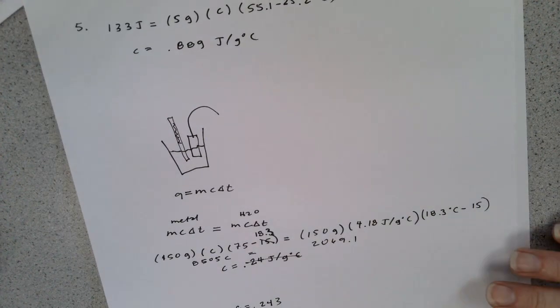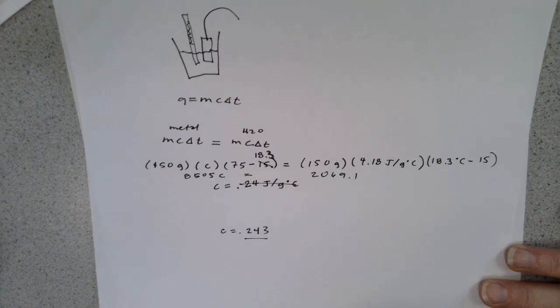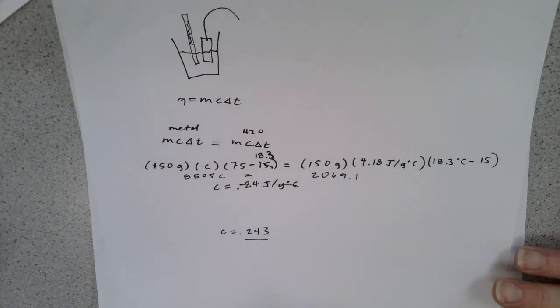Okay, so I recalculated it. It's still close enough. It's still 0.243. So again, it's not one of our substances probably on our list, but I don't think it even asked us to compare it to the list. So there's that. Okay, all right, let's move on.